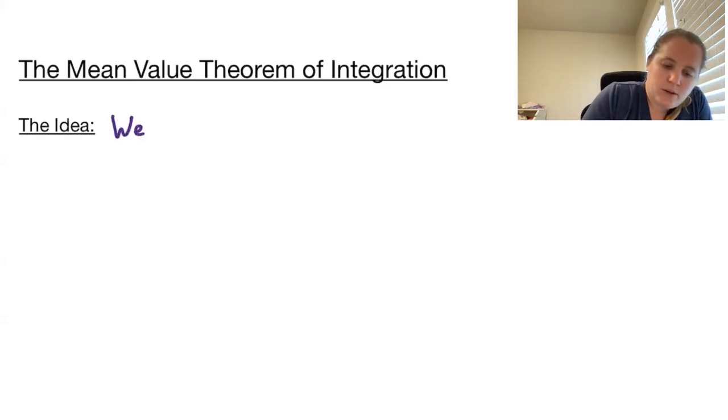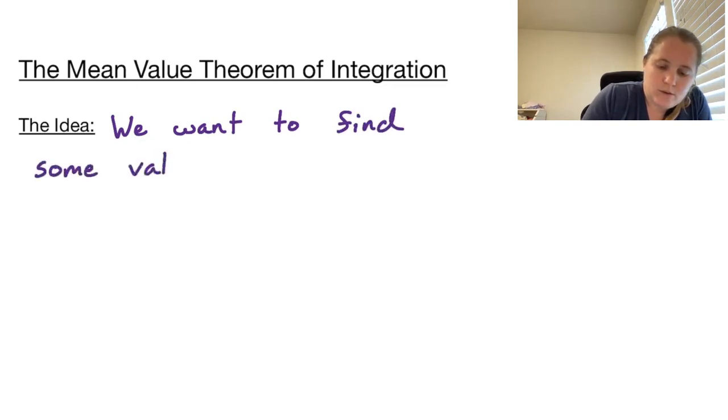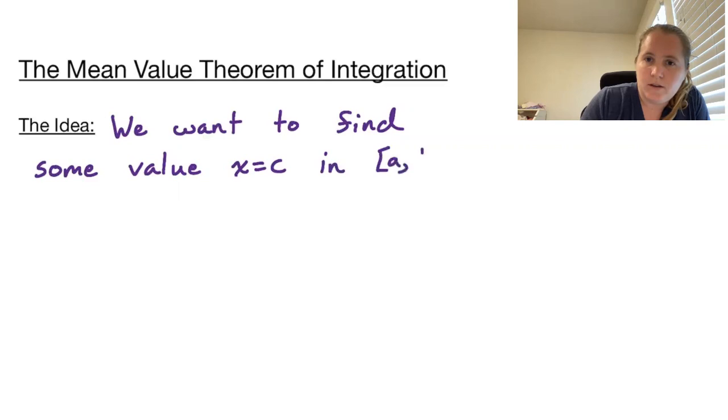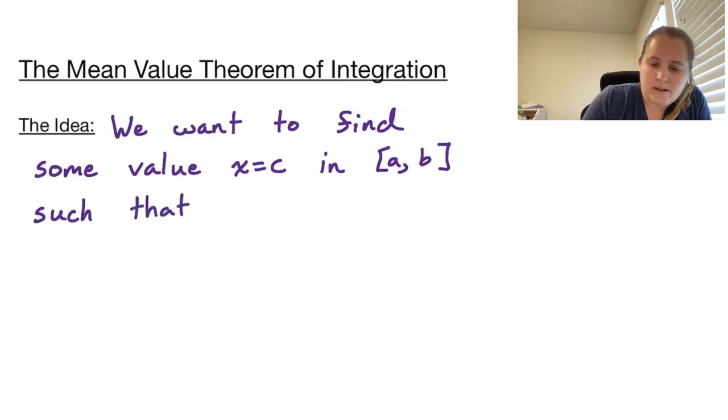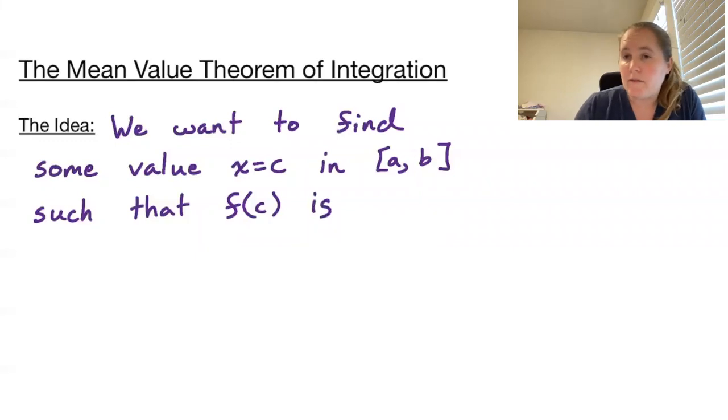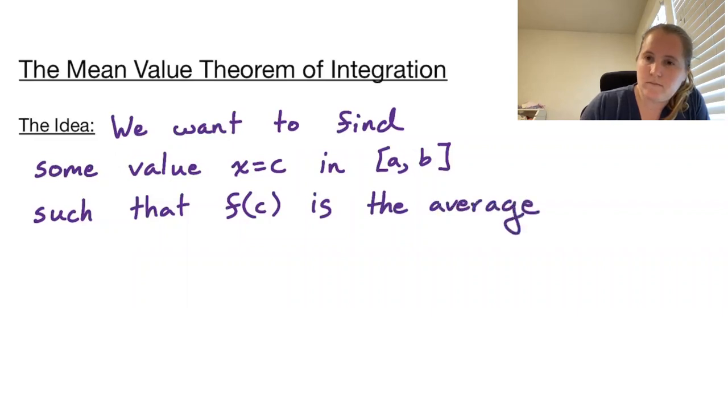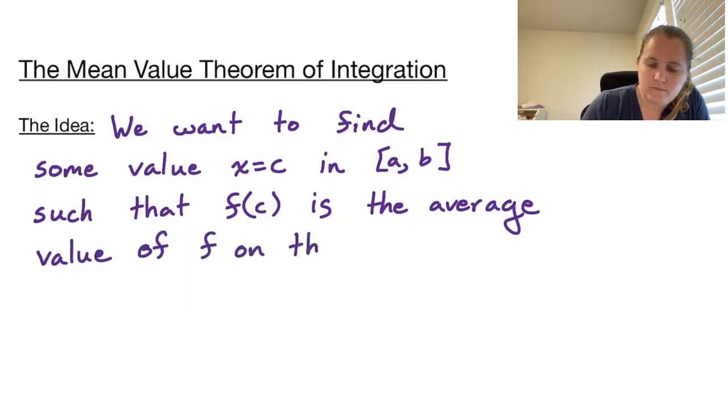So we want to find some value x equals c in the interval AB such that f of c is the average value of f on the interval. So the question is simply, does such a c exist?